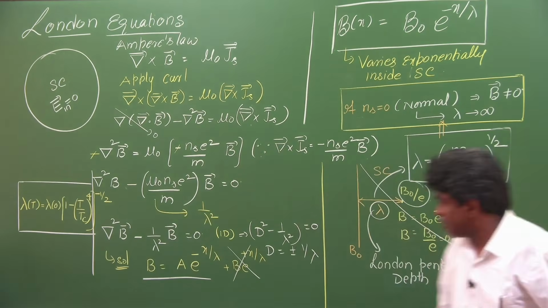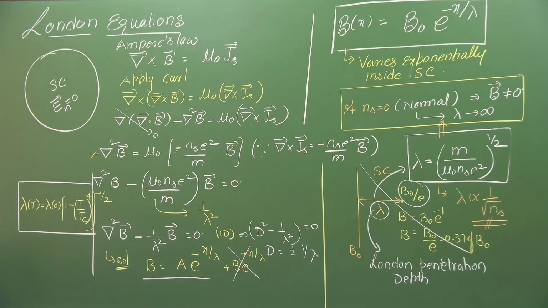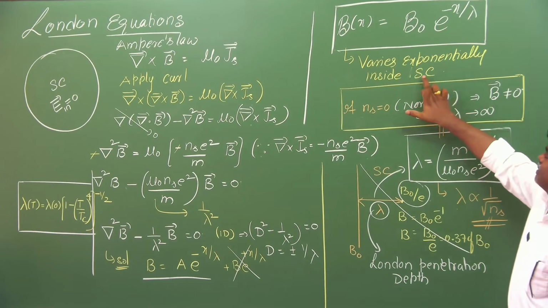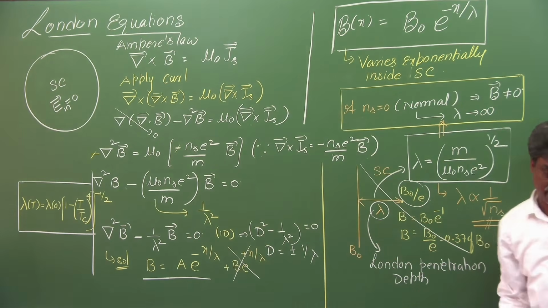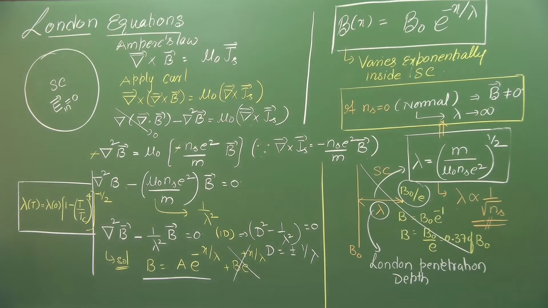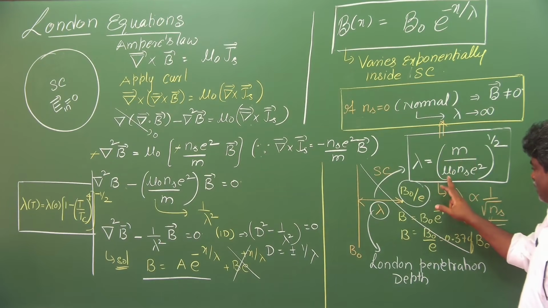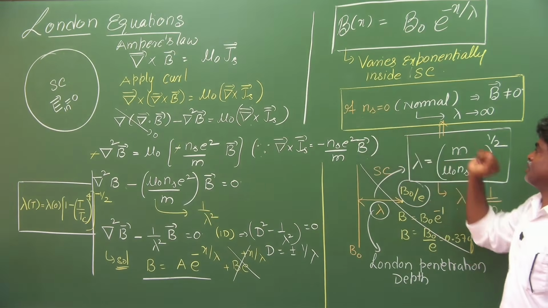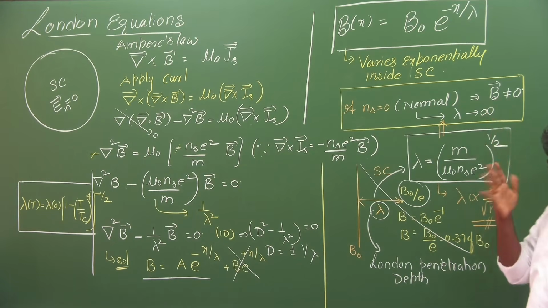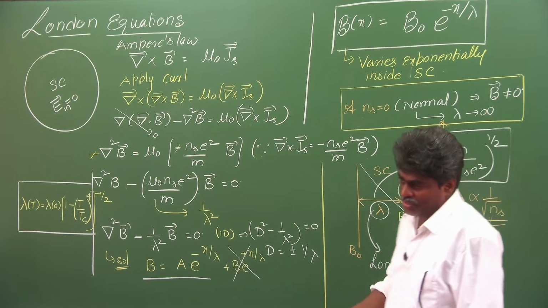Right. So that's it. And finally, we have understood why this magnetic field is decreasing. So this is important. The magnetic field inside the superconductor decreases exponentially. And what is the London penetration depth formula? Remember: lambda equals (m / (mu naught ns e squared)) to the power 1/2. So lambda is inversely proportional to root ns. If ns is 0, then lambda is infinity. That means the magnetic field is never 0. That is for a normal conductor.